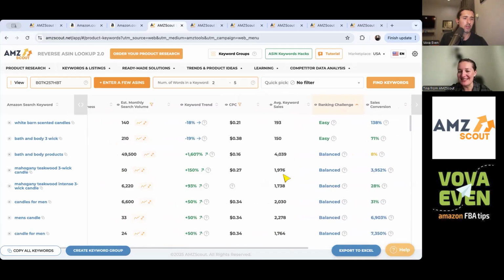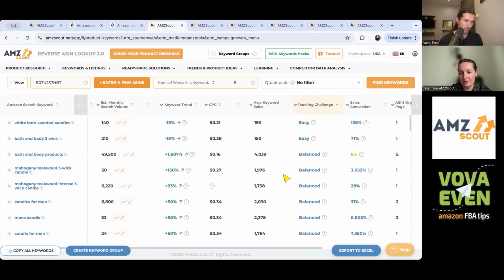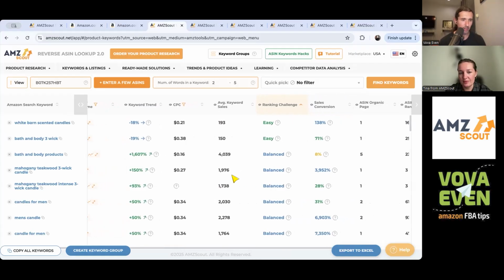So you mean, let's say, mahogany teakwood three-wick candle gets relatively low search volume and it gets some sales, but also because there are sales for just mahogany, or mahogany teakwood candles, it takes that into consideration too in a way. So even if the search volume is low but sales are still quite high, it may be that they're getting sales from other related keywords in that same big phrase, if I understand correctly.